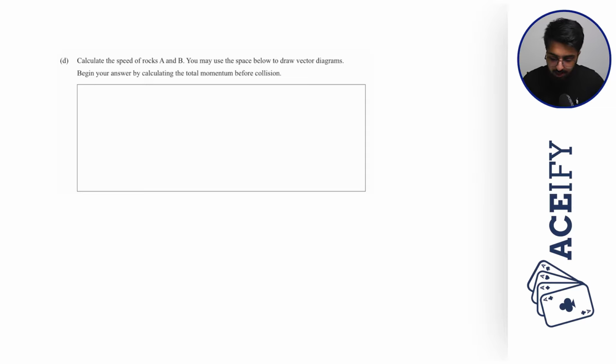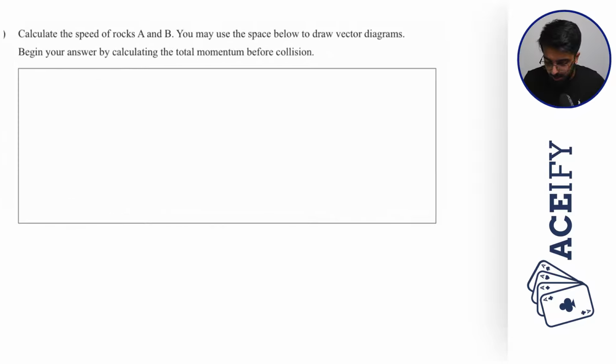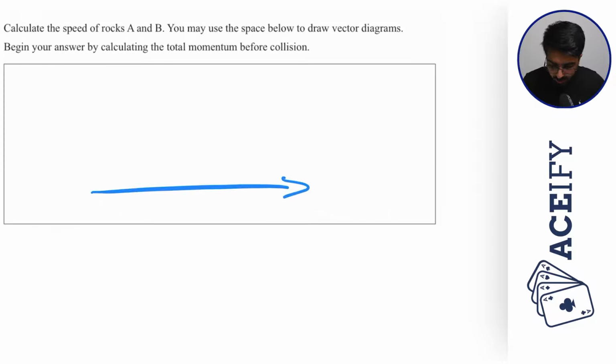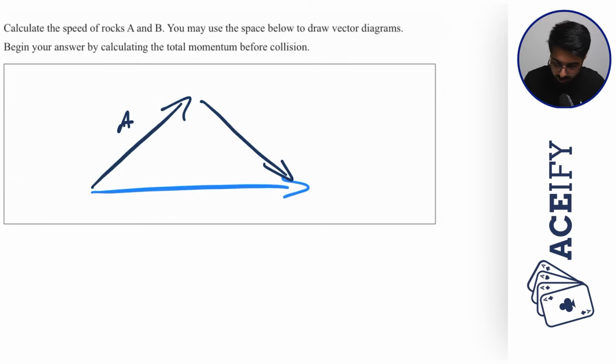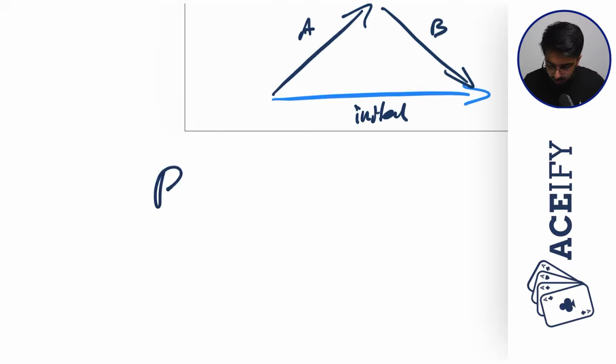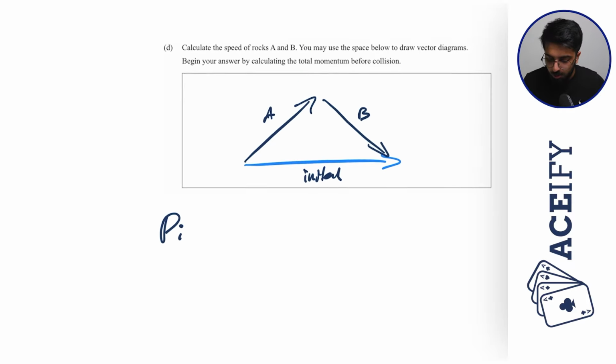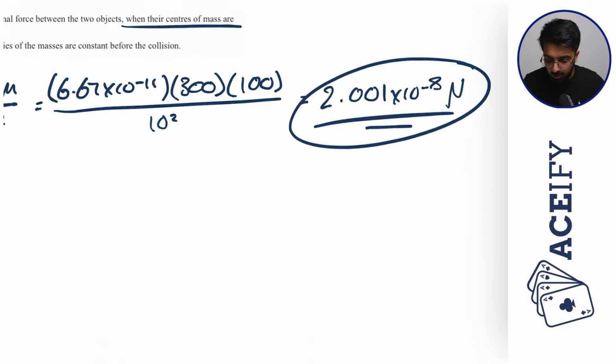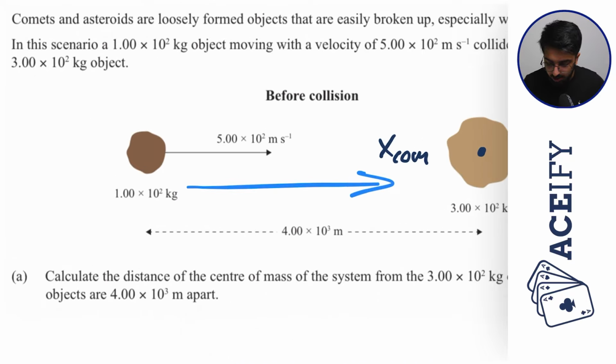Calculate the speed of rocks A and B. You may use the space below to draw vector diagrams, okay? Begin your answer by calculating the total momentum before the collision, okay? So, as stated before, we have our vector diagrams like so, and like so, and like so, okay? So this is our A, this is our B, and this is our initial, okay? Now, our momentum initially, as I said before, was purely the 100 kg rock, okay? So purely the 100 kg rock.